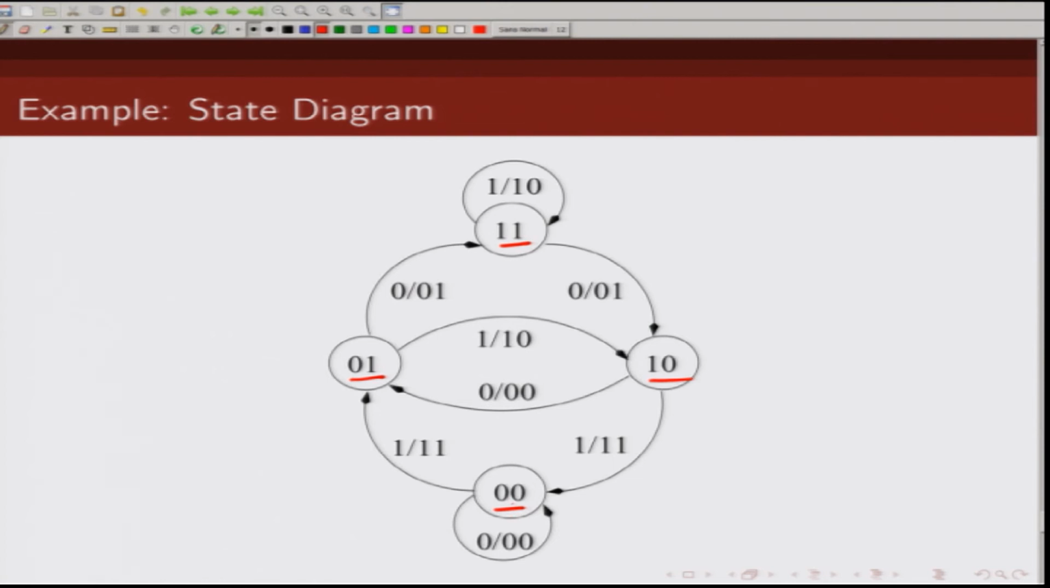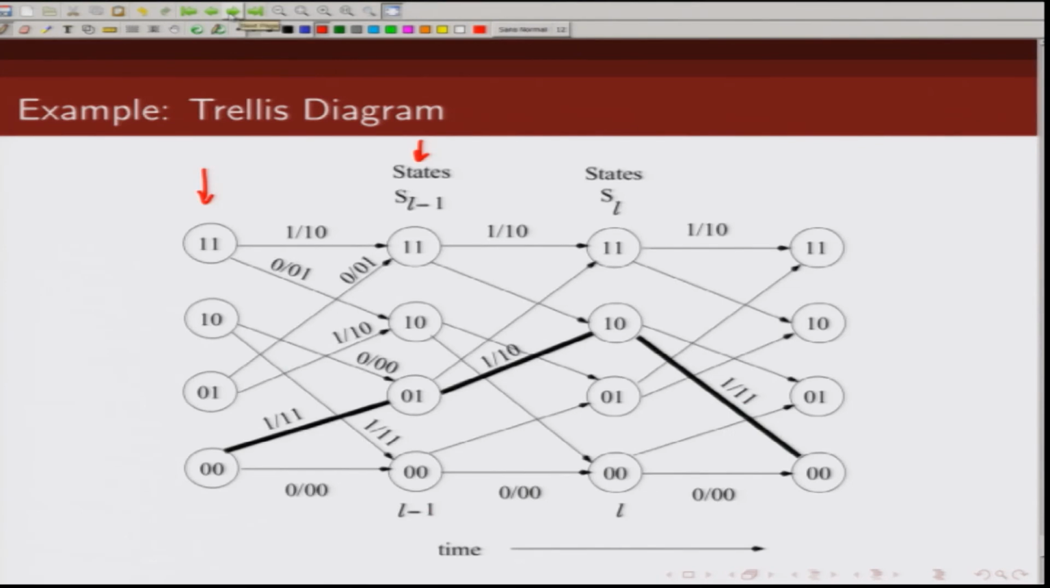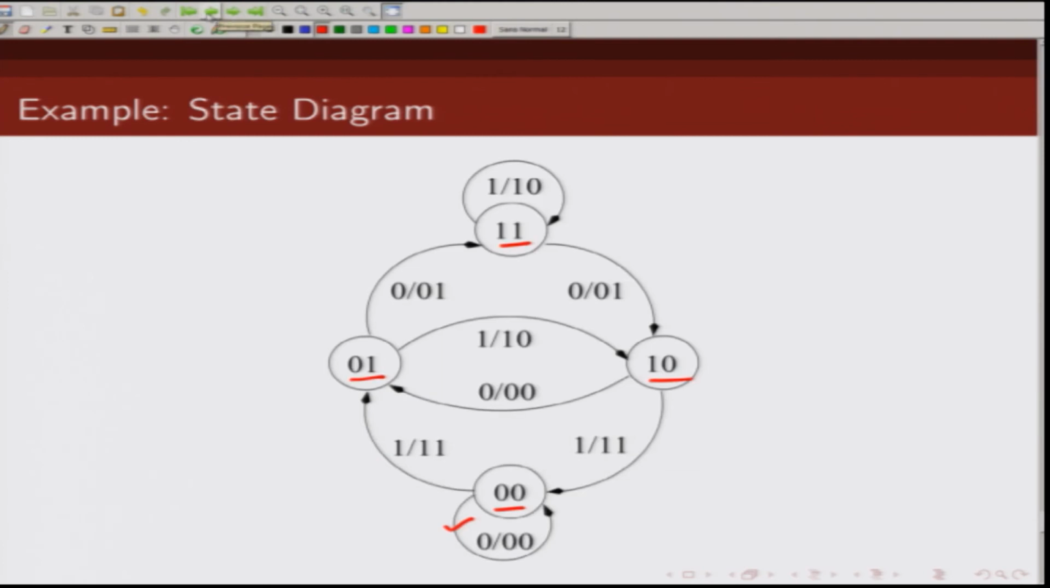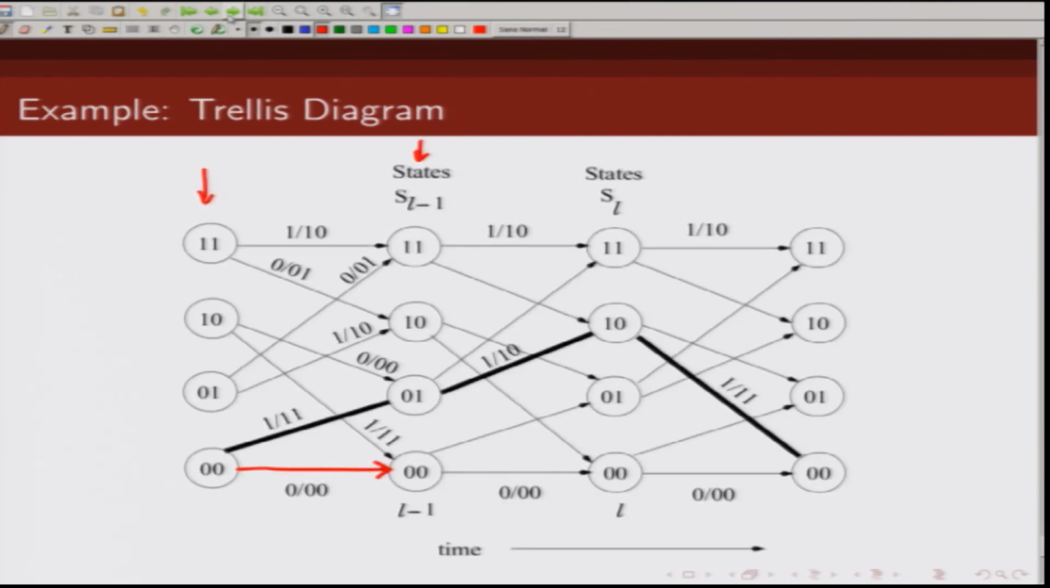We are in 0 0 state and we get a 0. The output is 0 0 and we remain in state 0 0. This is shown by this transition. You get a 0, output is 0 0 and next state is 0 0. Now, next if you get a 1, you move to state 0 1, output is 1 1.